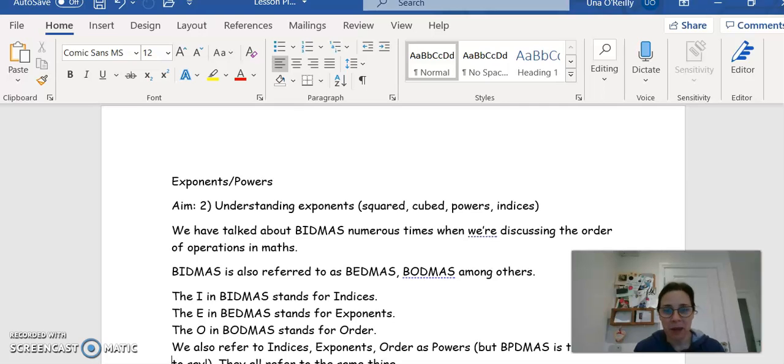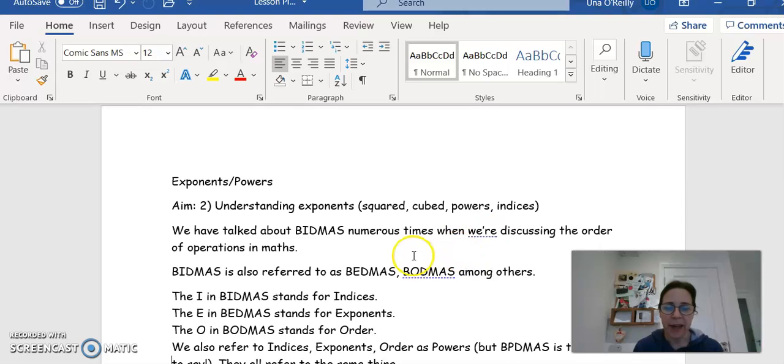So this part is about exponents and powers. So that's what I have written down here. You'll understand a little bit more now in a few minutes as we talk about it, and it's not as scary as it sounds. So just bear with me. So what I want to do today is understand exponents. So squared, cubed, powers, indices, all of those words.